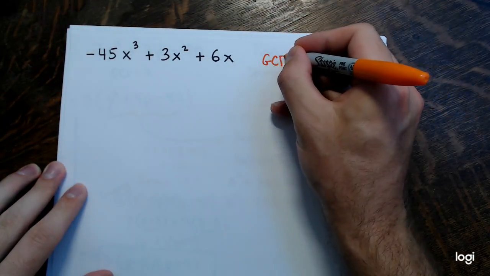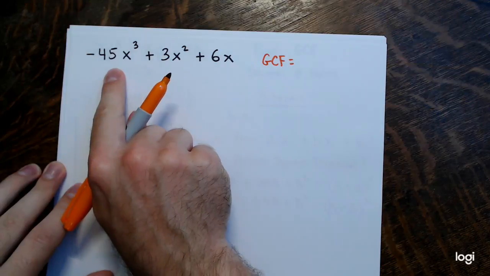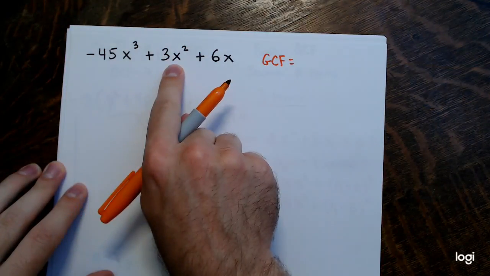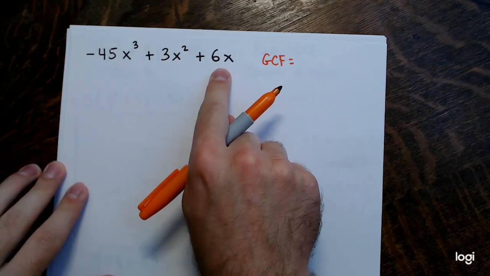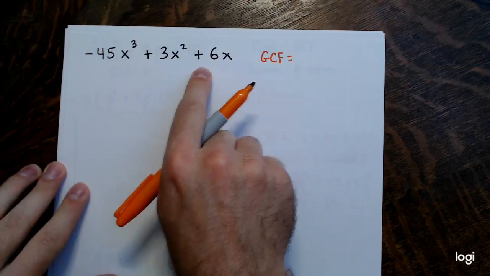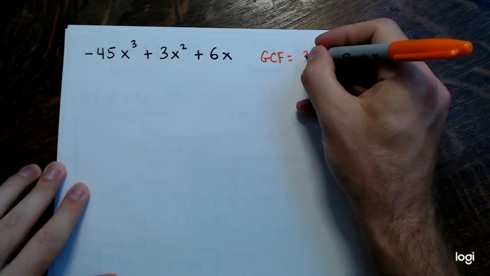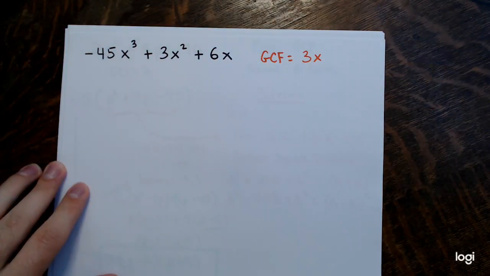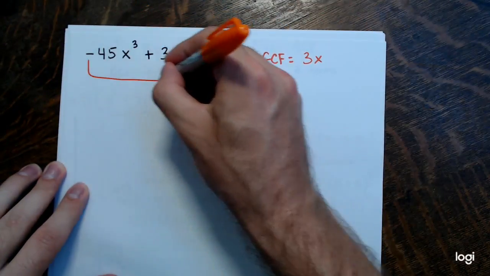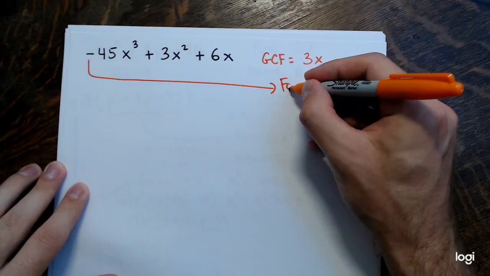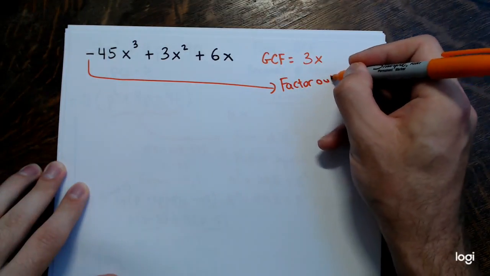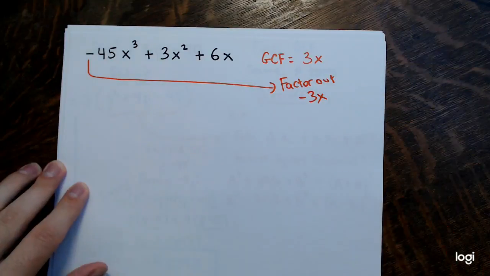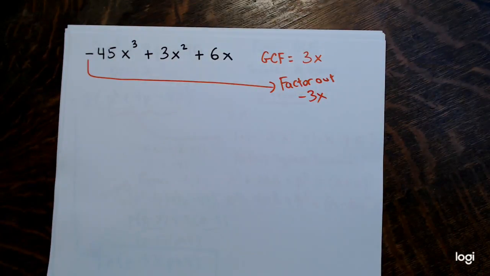So these 3 terms here: negative 45x cubed, positive 3x squared, positive 6x. The greatest common factor would be 3x, right? They all have at least x to the first, and 3 goes into all the coefficients. And because the lead is negative, I'm going to factor out the opposite of that, right? I'm going to factor out negative 3x.